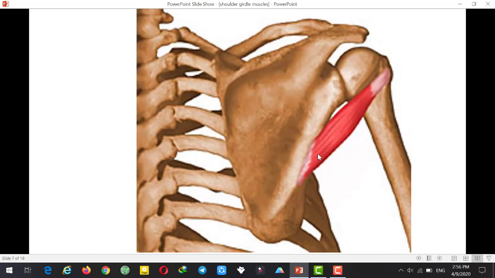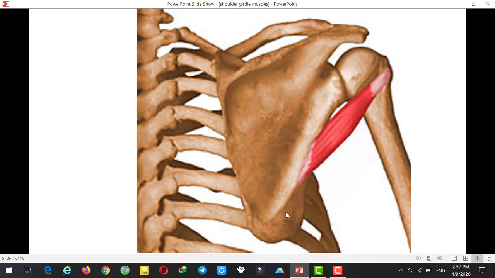Another muscle is teres minor. Teres minor originates from the upper two-thirds of the lateral border of the scapula on the dorsal surface. Insertion is the lowest impression on the greater tubercle of the humerus. Nerve supply, axillary. Action, lateral rotation. Now you learned about three impressions in the greater tubercle of the humerus: upper, middle, and lower.